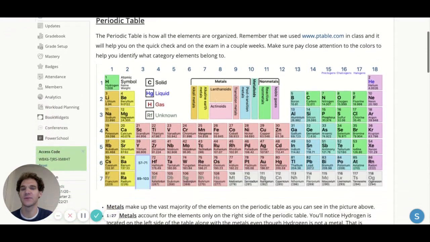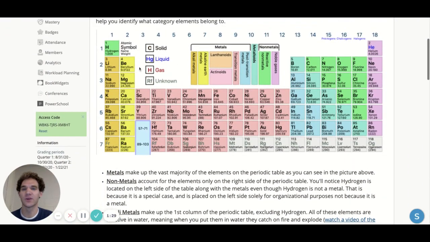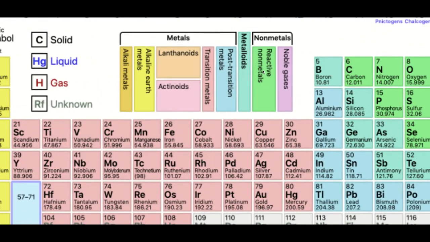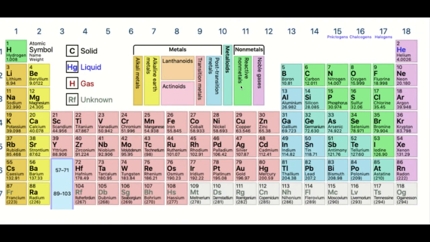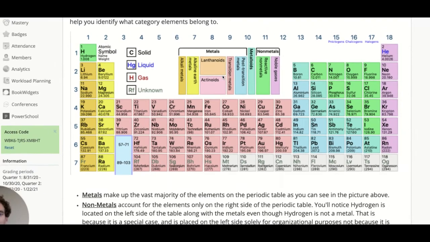Hopefully this stuff is coming back to you a little bit, where we look at the periodic table. Remember, we'll always use ptable.com for anything that requires the periodic table. That's ptable.com. And it will look just like this, but the big way to navigate your way around this is to look at the color-coded areas and understand what you're looking at. So the metals are these oranges, the yellows, the pinks in between, and the blues right over here. The nonmetals are the greens and the purples over here. And don't forget hydrogen. That's a nonmetal too.